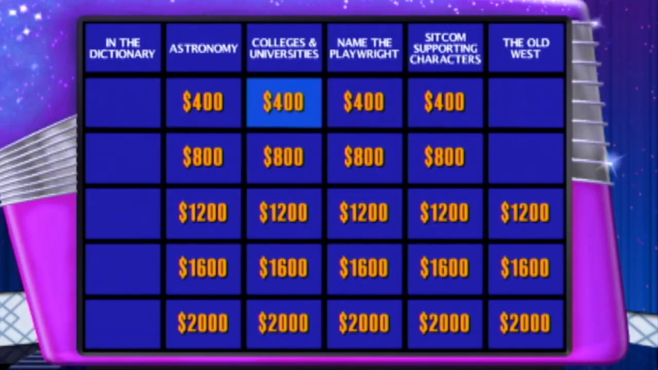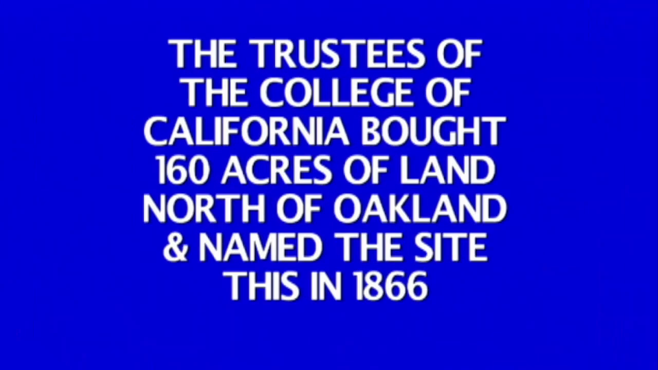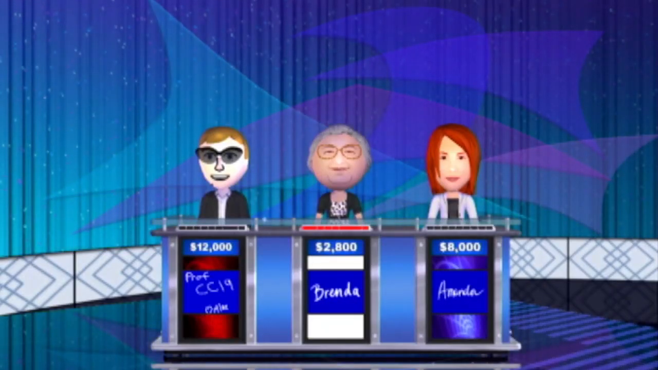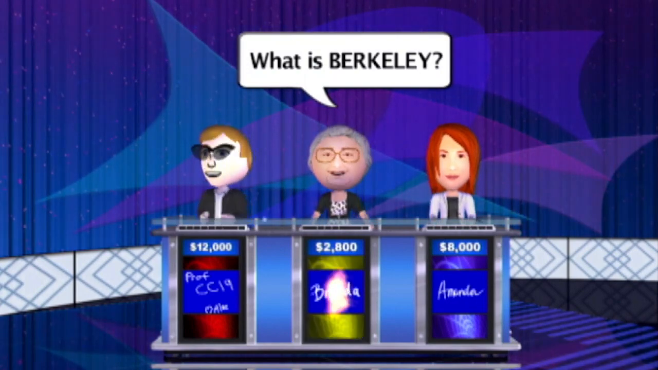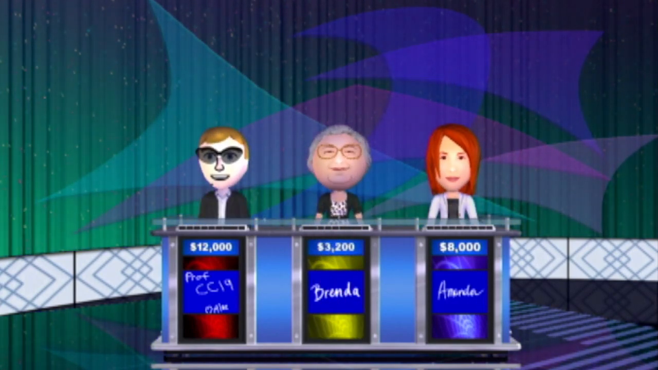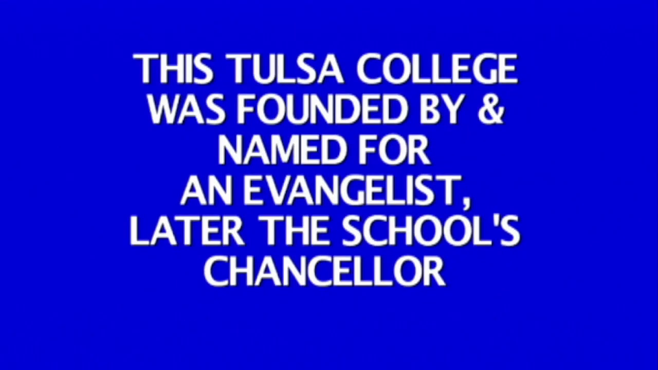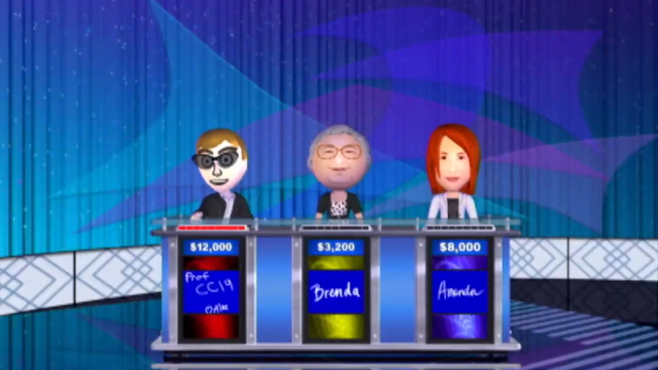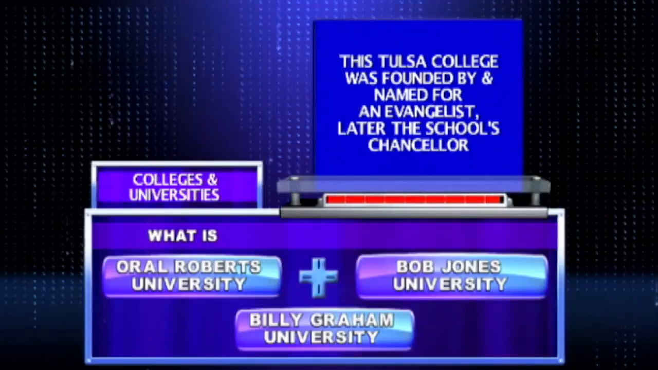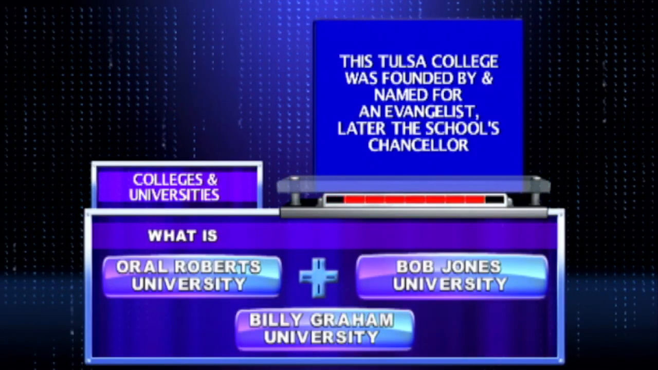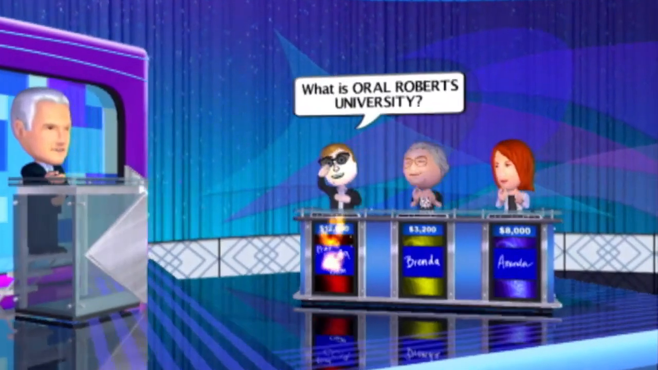Player 3, pick again. The trustees of the College of California bought 160 acres of land north of Oakland and named the site this in 1866. Let's hear it, player 2. That's correct. You get to pick again, player 2. This Tulsa college was founded by and named for an evangelist, later the school's chancellor. It's player 1. Yeah! Right.